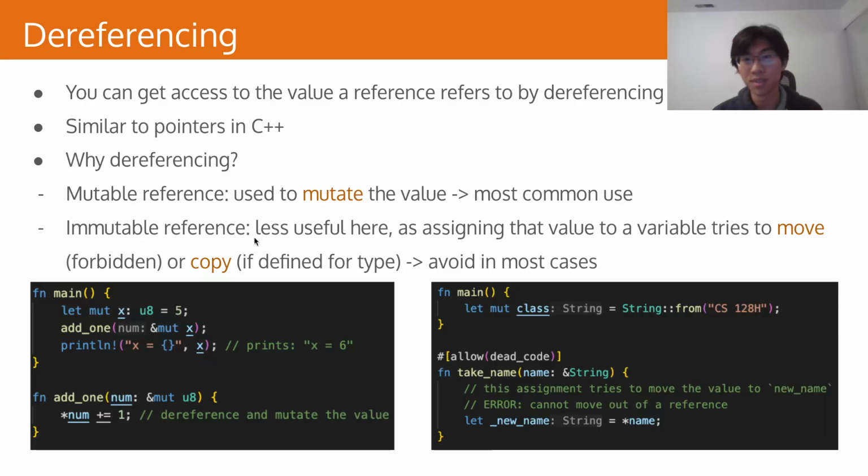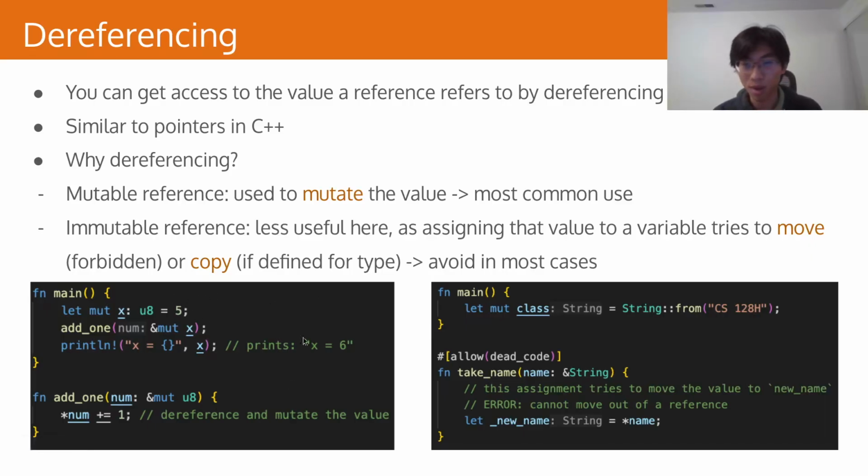For immutable references, if you try to assign a value to that variable, it'll try to move into it, which is forbidden, or you will create a copy of it if it's defined using clone. And this can be slow, so you want to avoid this in most cases. So if you're trying to dereference on an immutable reference, you should reconsider what you're doing.